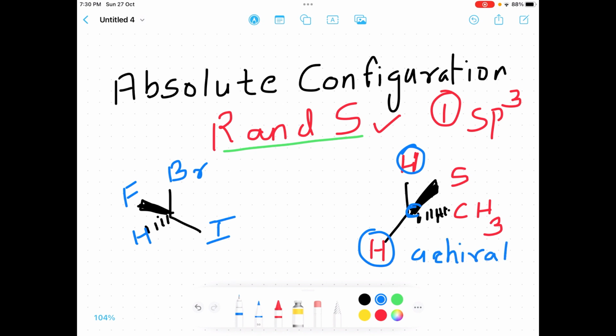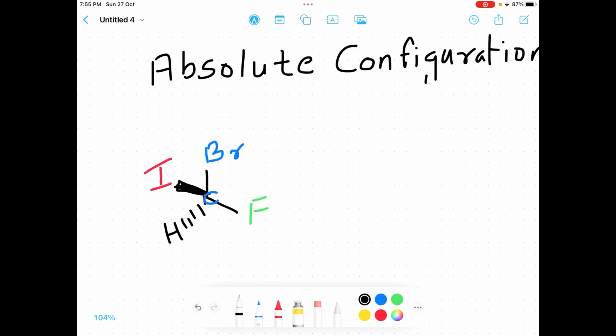Now let's see this example. Here the carbon is attached to 4 groups. It is sp3 hybridized and all 4 groups are different. So that means this is a chiral carbon. We can assign R and S configuration only on a chiral carbon.